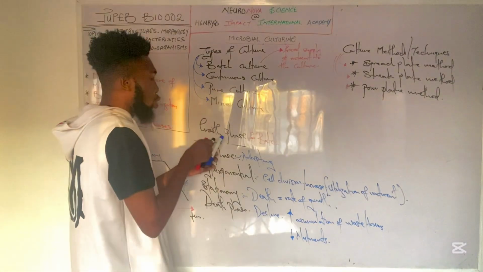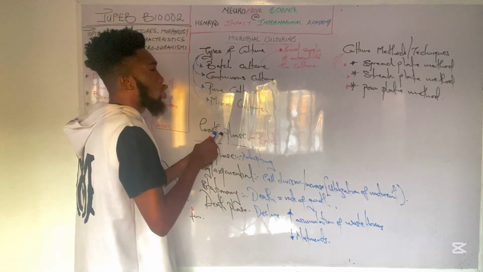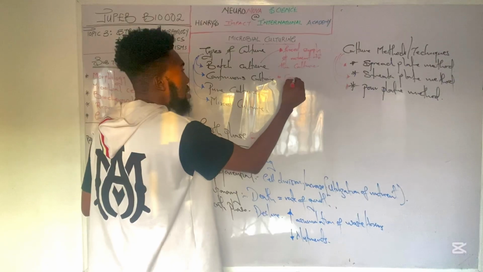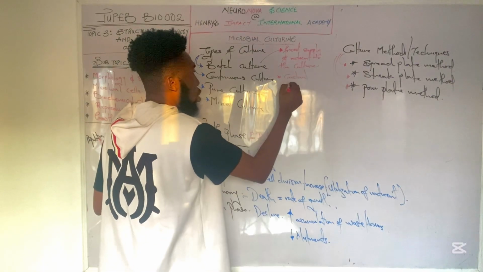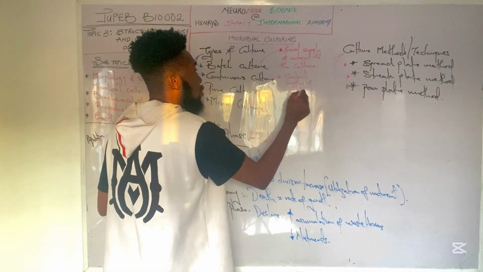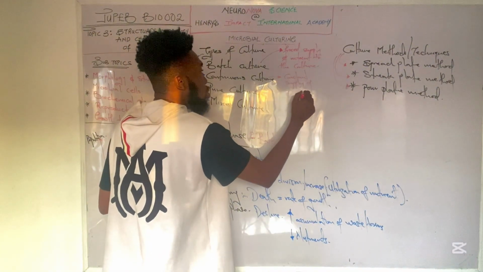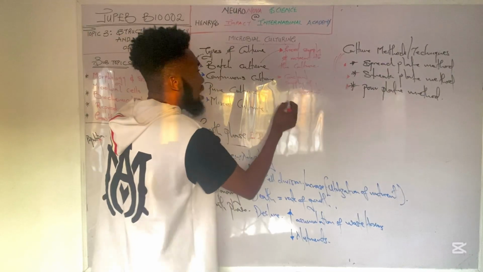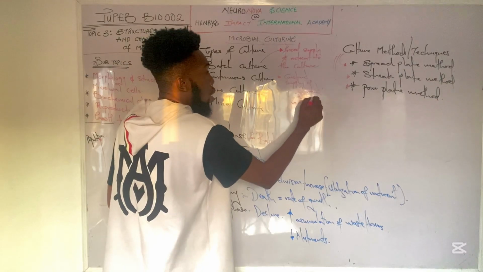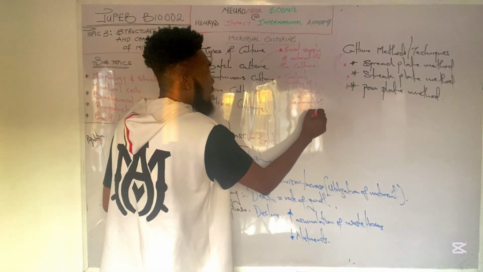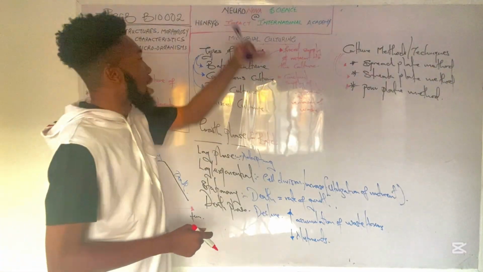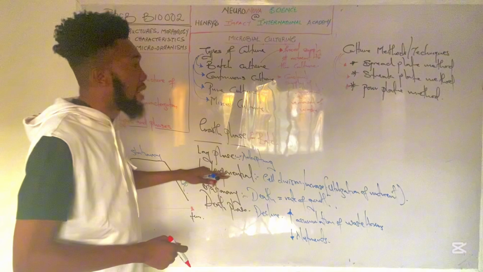But a continuous culture is one where there is constant supply of food. So in this one here, there is a constant supply of nutrients. We don't call it food, we call it nutrients. So since there's a constant supply of nutrients, there is also constant removal of waste, and that keeps the bacterial cell in a constant exponential phase.